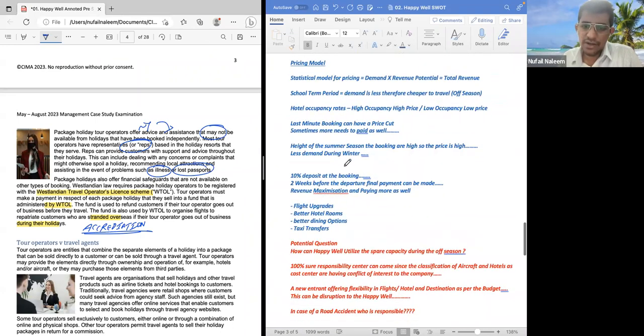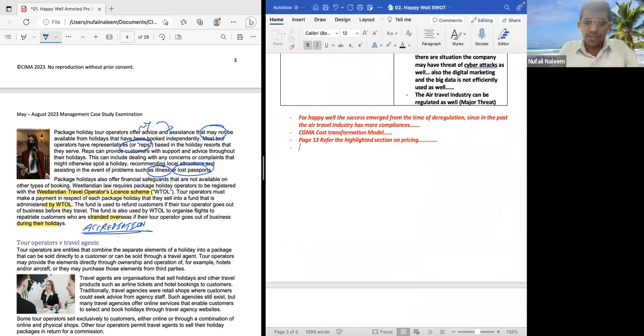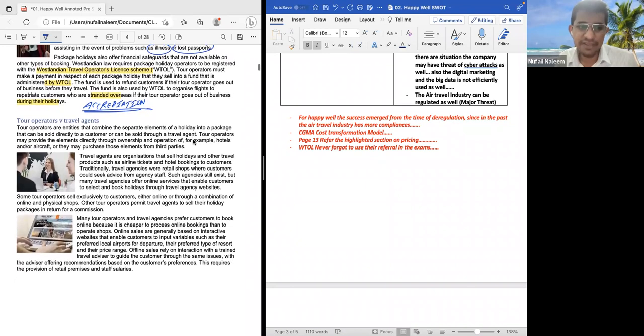So I'll write down a short note here, exam focus, so that it will be very easy. WTOL, never forget to use their reference in the exams. Students, can I quickly get a double Y in the chat box if you got that point of view of WTOL? Never ever forget to do that, because technically it is very important. They are our regulatory body, because without them, the customers will not be happy to work with you.